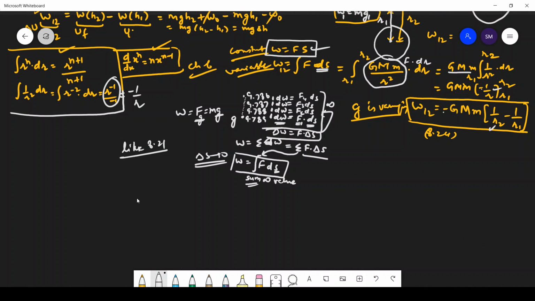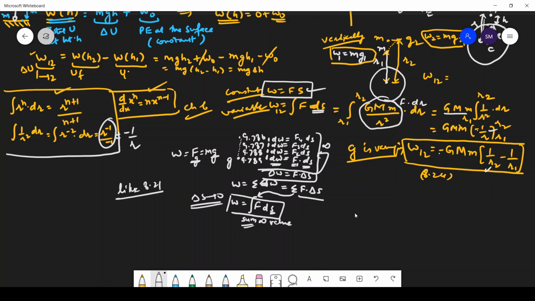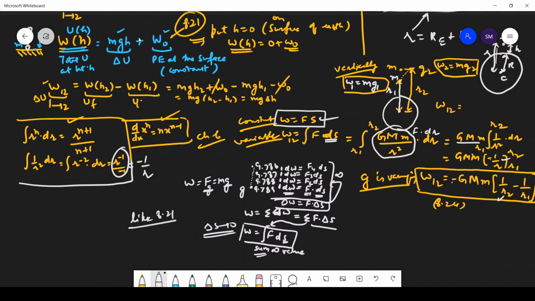So now, how can I rewrite this equation 8.1 in terms of r instead of h? Here, with h, I was assuming g as constant, right? I was taking only that much height where g is constant, but now I am taking any arbitrary height. So the difference is that g is variable. That's the difference between this formula and this formula.